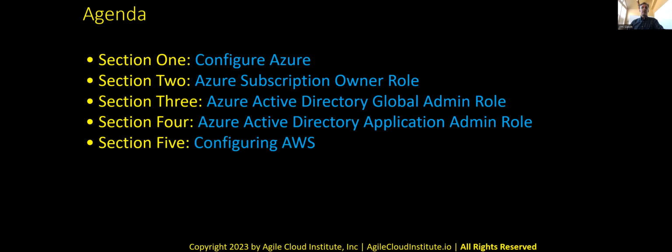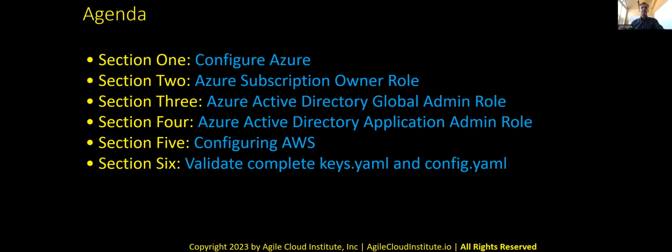After that, we'll make sure that you're able to go in and configure AWS. And then after all the credentials have been created, we'll show you how to validate the complete keys.yaml file and config.yaml file that have been created to make sure that they're in an appropriate workable form that the Agile Cloud Manager's demos will be able to use.